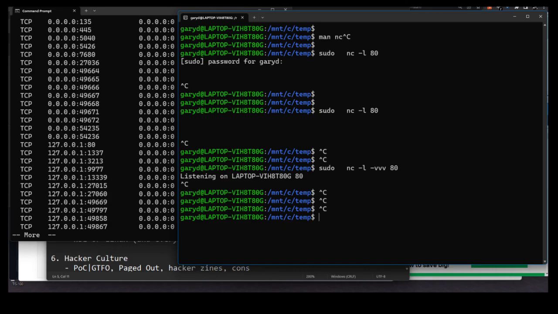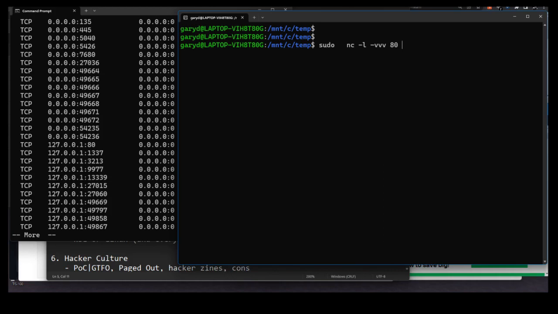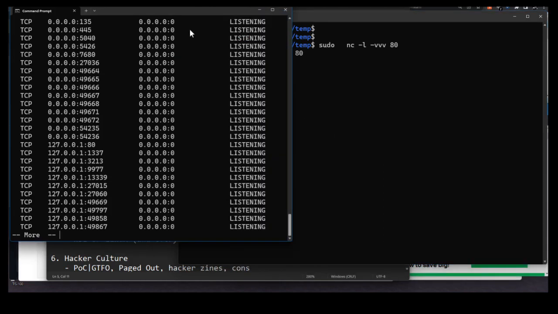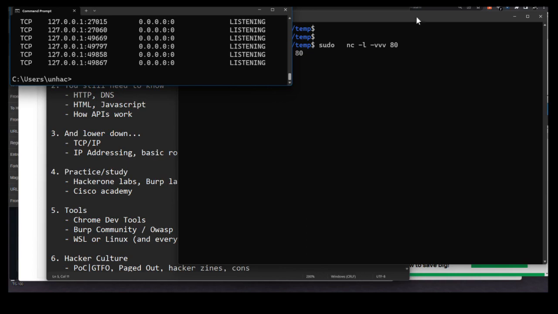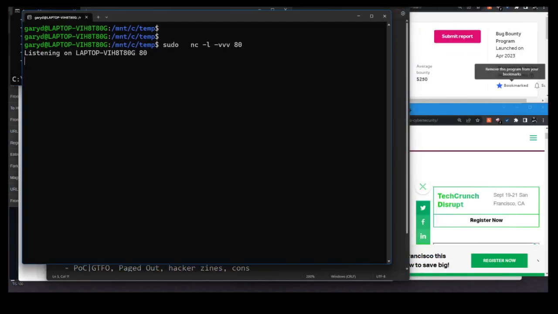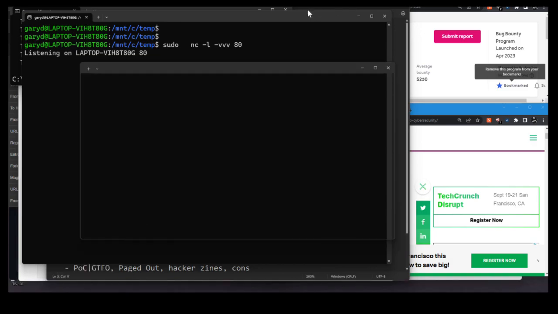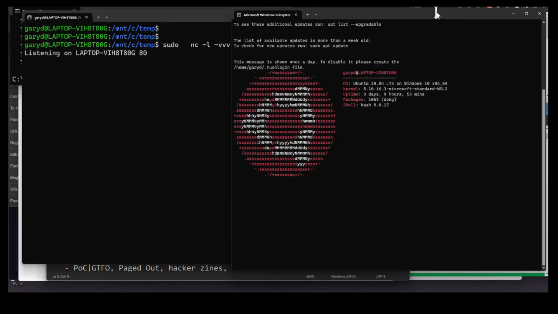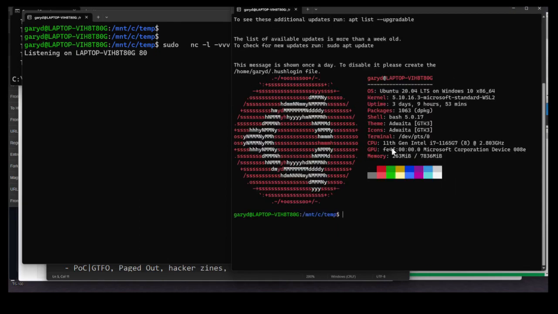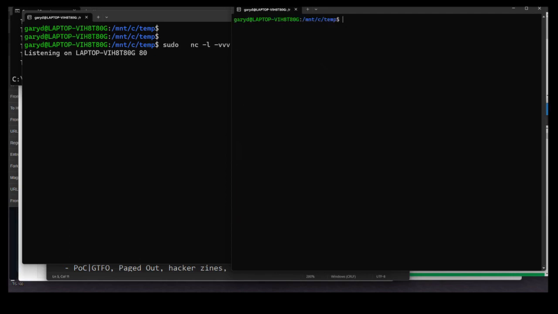Let me back up first. Let's set up this listener again, okay? I already established that netcat can behave as a low-level TCP client, and we have used it to talk to YouTube.com, right? Now we are going to use netcat to connect to my own machine.